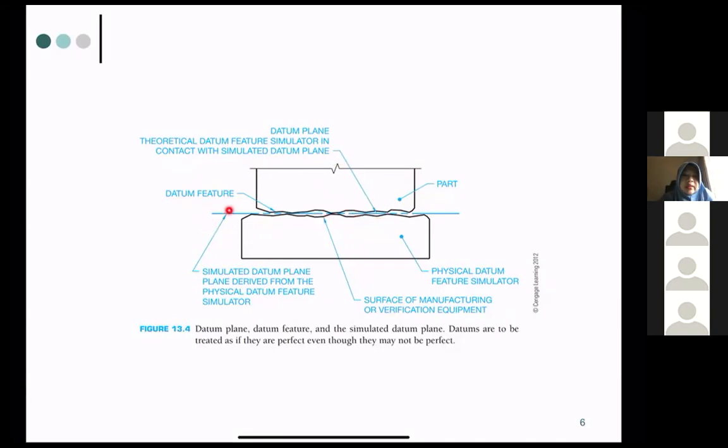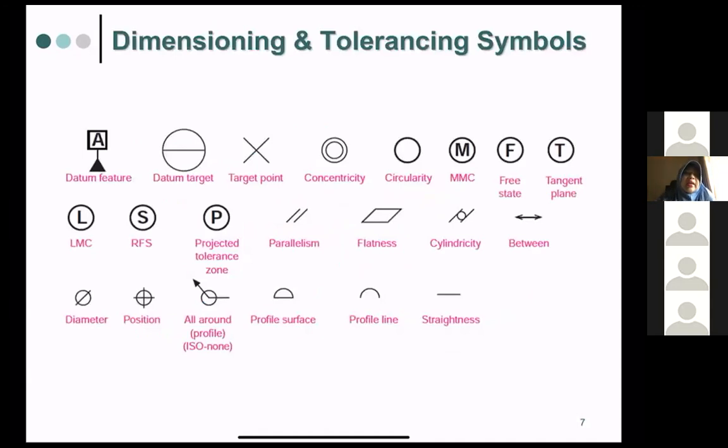feature. So this is the datum, which is the reference, but in reality the part would look somewhat rough from the tools. And in GD&T, the dimensioning and tolerancing symbols, if we are using ASME, we have some symbols. It is very important for us to know about these, and I have asked the coordinators regarding this, and you have to remember this for the exam.